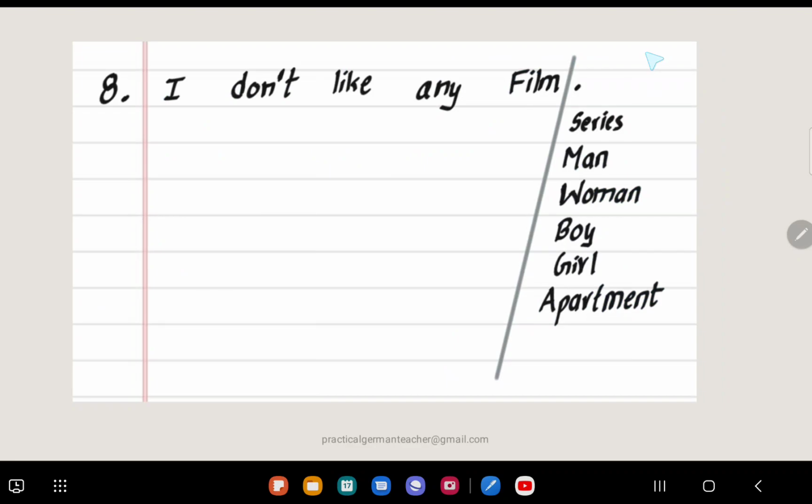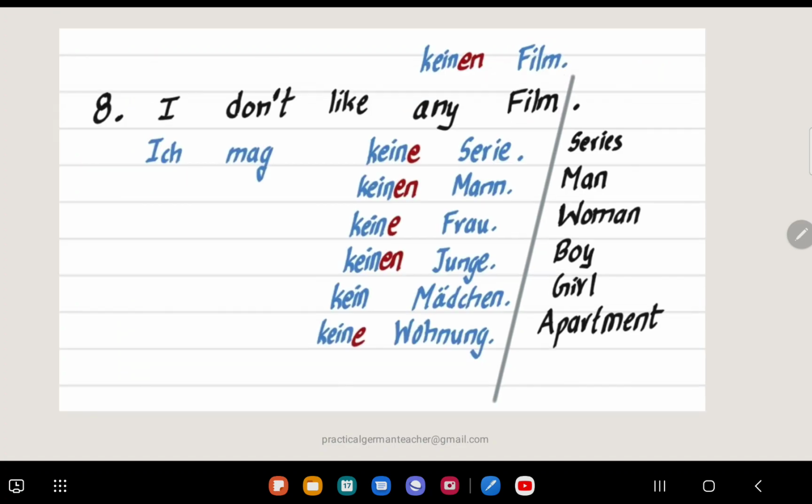So if you want to say any, right? So any, there is a difference. Any, you will have to use Negationsartikel, right? No film. So ich mag. If you just had to say I like the film, you can say ich mag den Film. If you want to say I don't like this film, then you will say ich mag diesen Film nicht. But here you are saying I don't like any film, so it will be Negationsartikel.